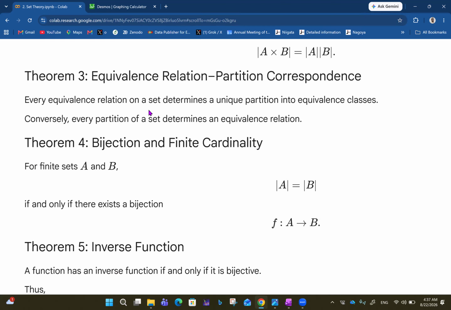For theorem 3, we have equivalence relation partition correspondence. Every equivalence relation on a set determines a unique partition into equivalence classes. Conversely, every partition of a set determines an equivalence relation.